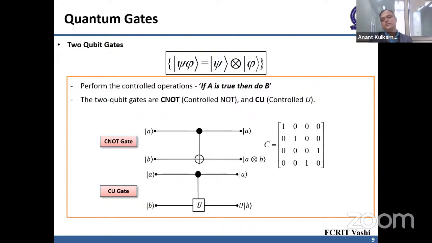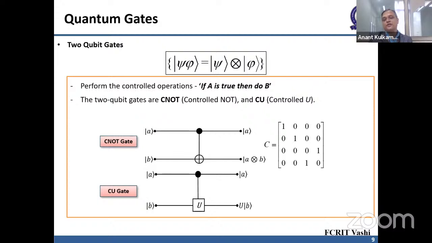So with the help of this CNOT gate, we will be able to control the state of a second qubit if the state of the first qubit is 1, right? Matrix representation is there. Then the second two qubit gate is the controlled unitary gate.